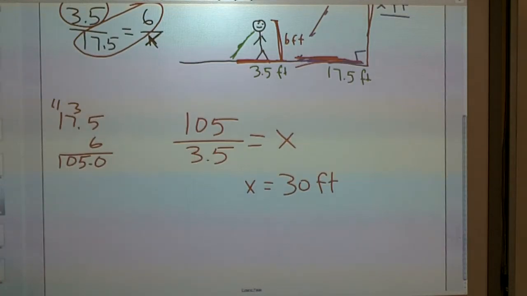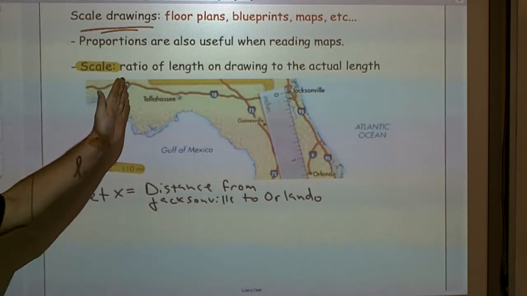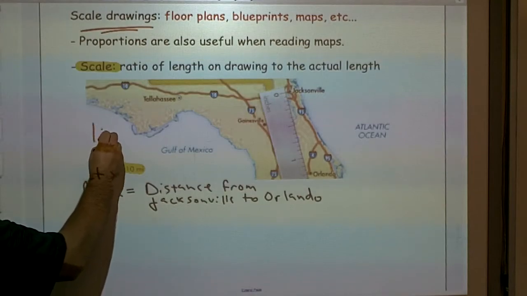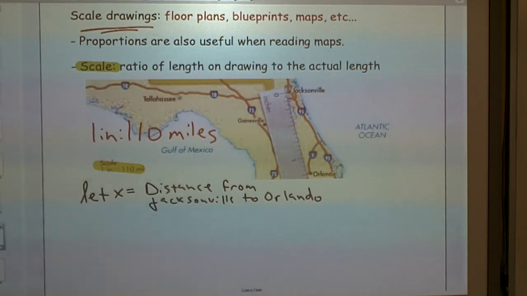Now, I know we've been working a lot with scale drawings as well. That's a great time to use proportions to solve for unknown sides. Scale drawings, again, is just a key vocab term. Good things to include in there: floor plans, blueprints, maps, etc. They all use what's called a scale, and a scale is just a ratio of the length on a drawing to an actual length. In this case, with this map, I know it's kind of small to see, the scale is 1 inch for every 110 miles.